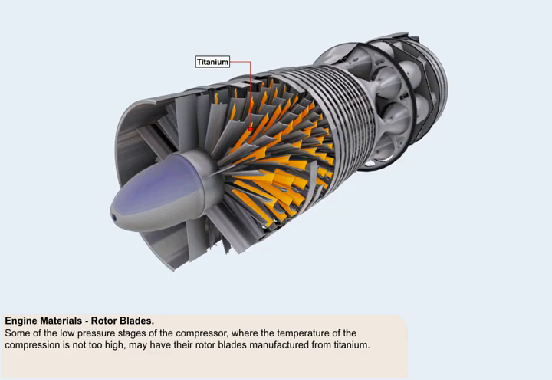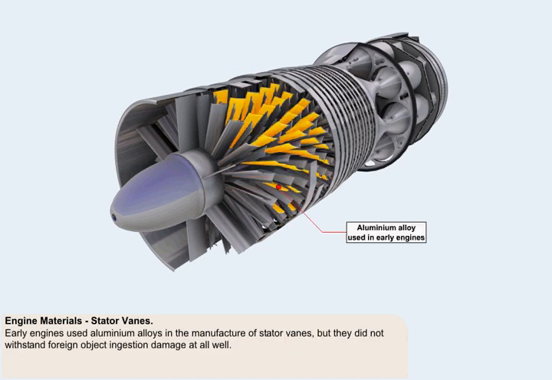Some of the low-pressure stages of the compressor, where the temperature of compression is not too high, may have their rotor blades manufactured from titanium. Indeed, as higher temperature titanium alloys are produced, these alloys are progressively displacing the use of nickel alloys in the rotor blades at the high-pressure end of the compressor. Early engines used aluminium alloys in the manufacture of stator vanes, but it was found that it did not withstand foreign object ingestion damage at all well.